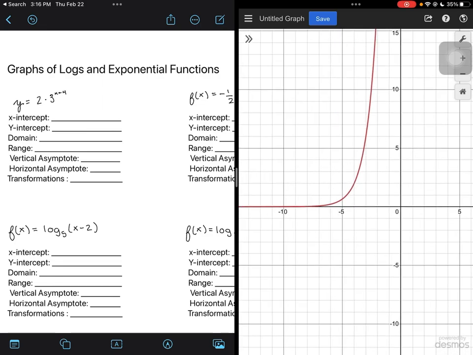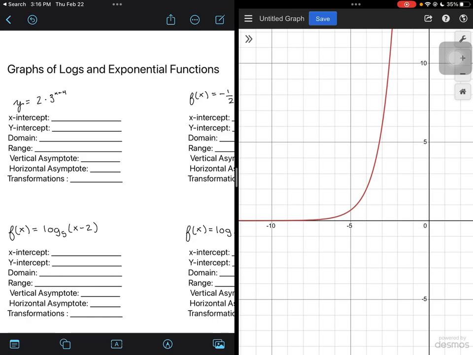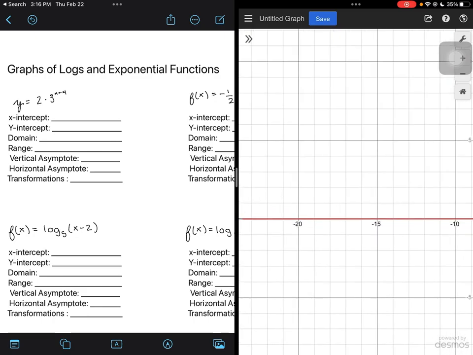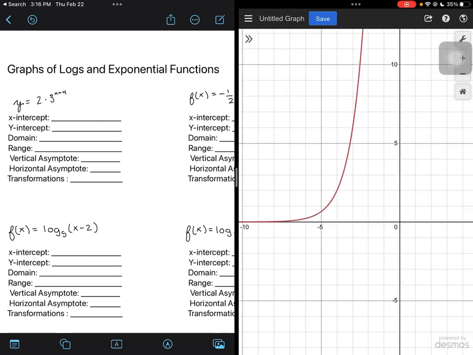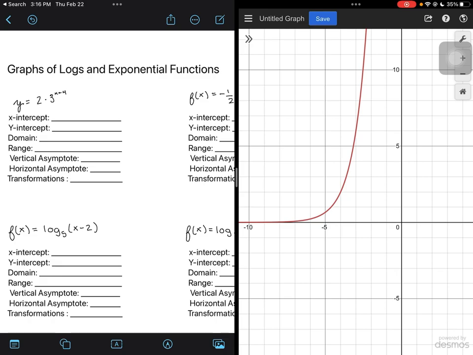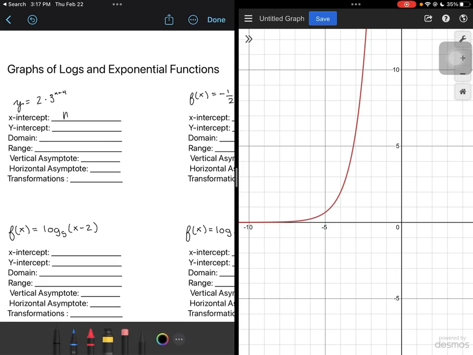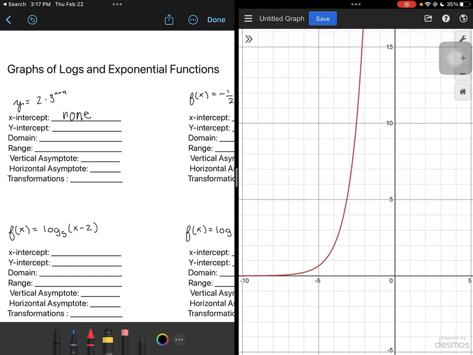So after we get it graphed, now we can look for all the key features that we might need. So first, I'm going to look for the x-intercept and y-intercept. Remember, x-intercept is anywhere that it crosses the x-axis. I don't think there's anywhere that this one's going to cross the x-axis. So instead of writing 0, I'm going to put none, because if you put 0, it's going to make me think that you're telling me there's an x-intercept at 0.